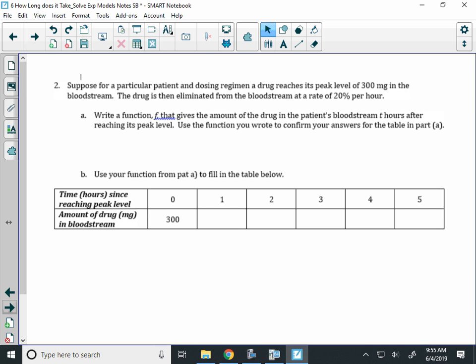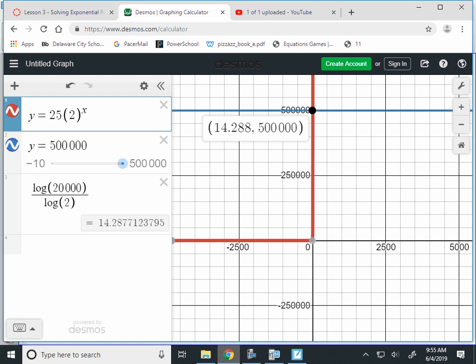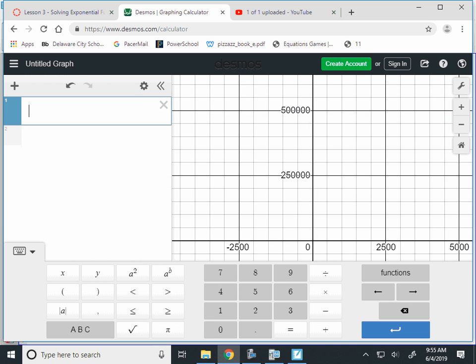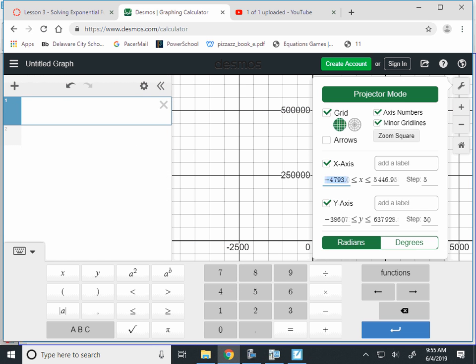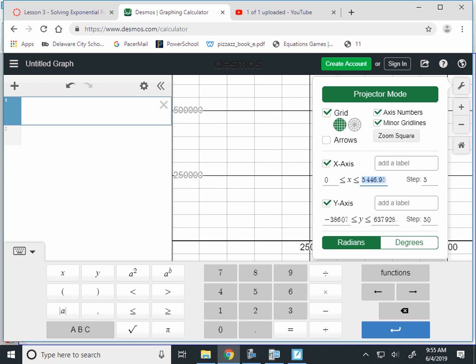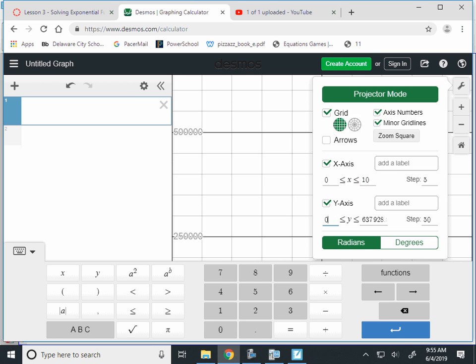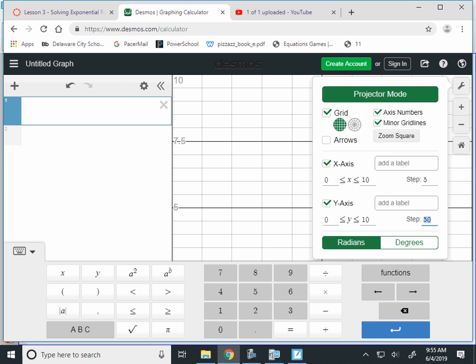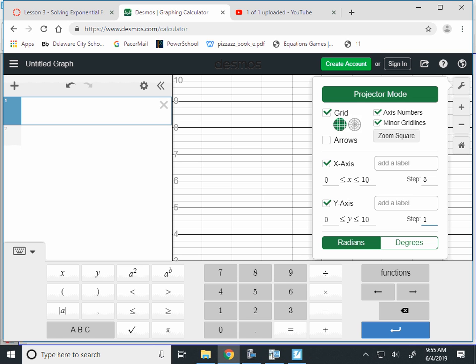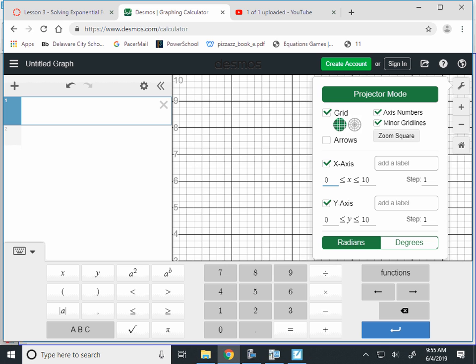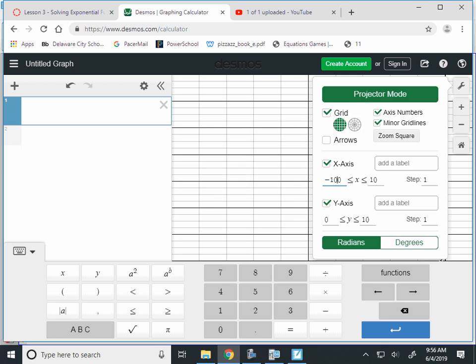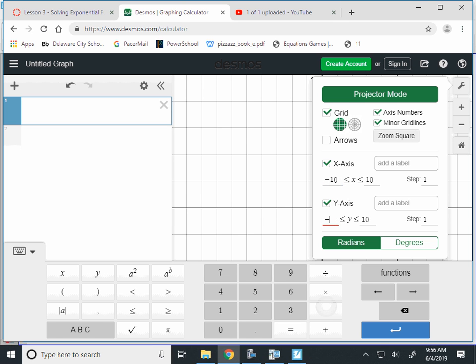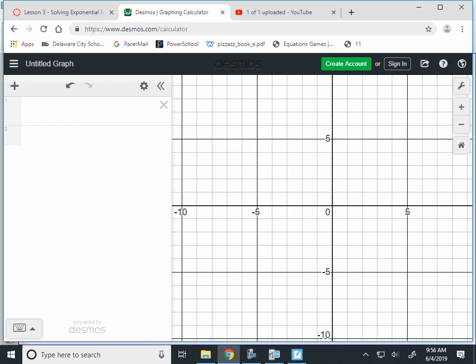One more problem. Very similar in structure. We're going to look at the graph, we're going to look at the table. So I'm going to clear out Desmos here, and I'm going to make my grid. Just going to start back at the main. All right. Just start over. All right, that's how we start.